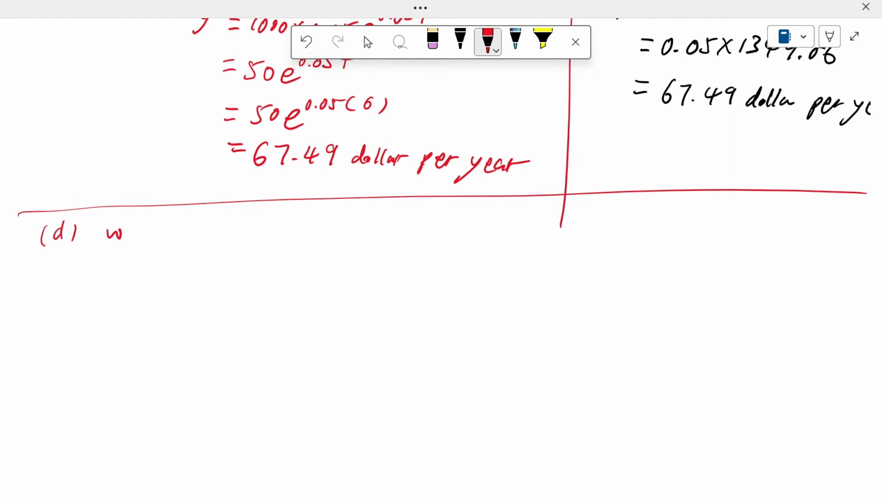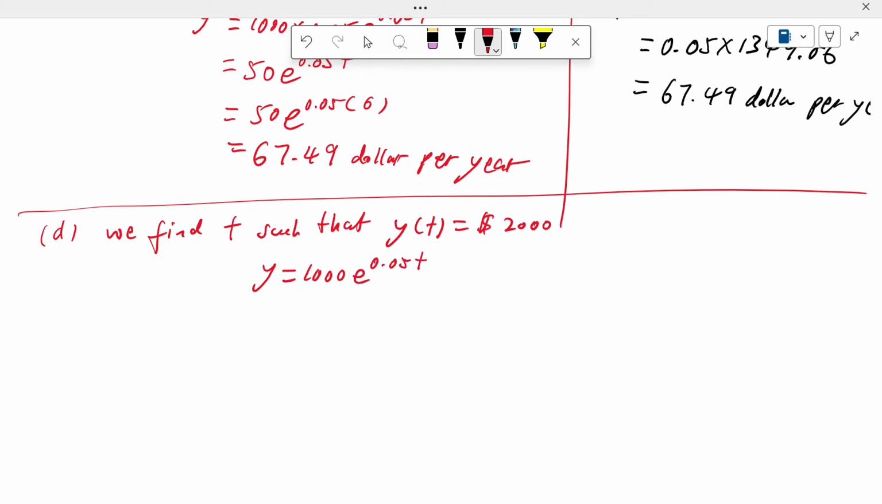So we want to find the time, such that our value y of t grows to this amount of money, 2,000, right? So we substitute into our equation, y equal to 1,000 exponential rt. In this case, we want to know the time t. So we substitute y equal to 2,000 on the left side.